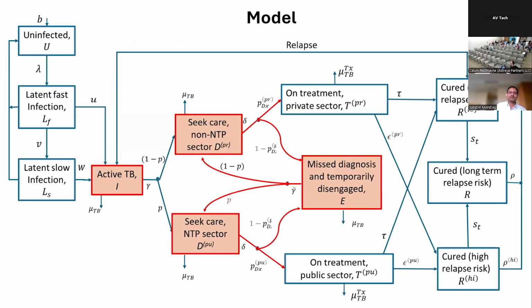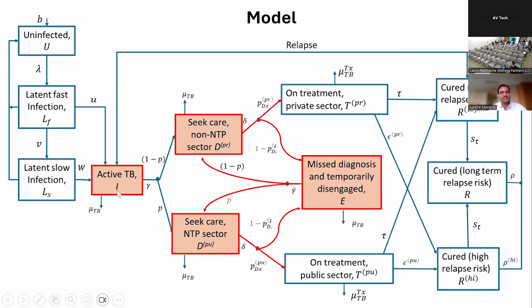Now let me describe the model. This is a differential equation-based transmission model, as we usually use to capture transmission dynamics and the natural history of TB. For those not familiar with models, we divide the population into compartments. Those not infected are kept in the same box, uninfected U. Then the latent compartment is divided into two, latent fast and latent slow. Then they develop active disease.